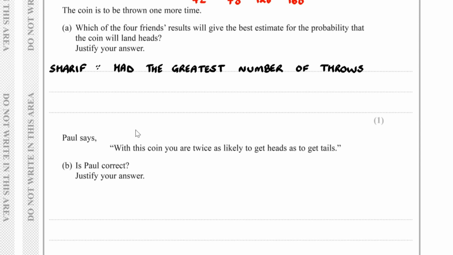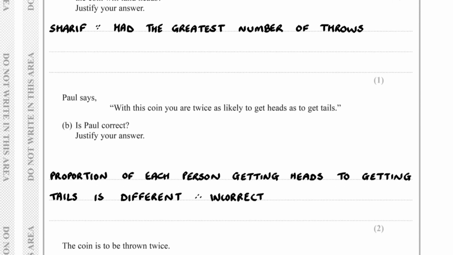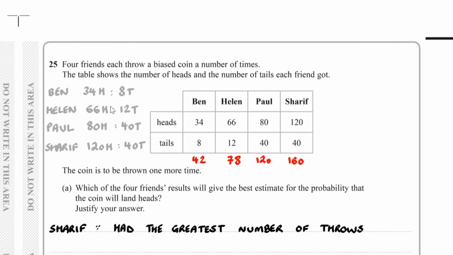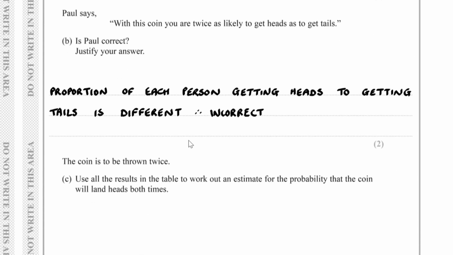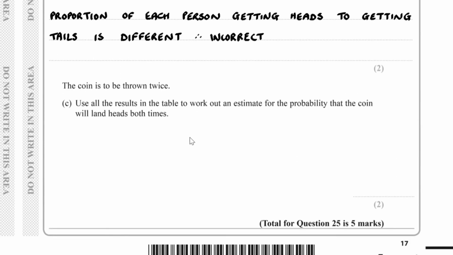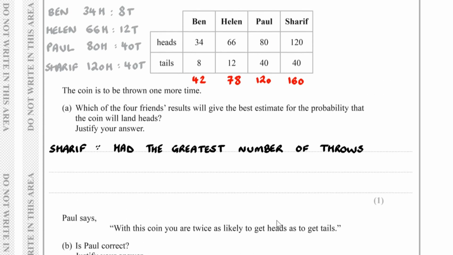So what can we say about this then? Well, we see the proportion of each person getting heads to tails is different. That's what we see here, and therefore Paul is incorrect. Next, the coin is to be thrown twice. We have to use all the results in the table to work out an estimate for the probability that the coin will land on heads both times.